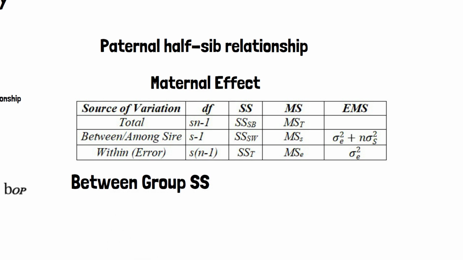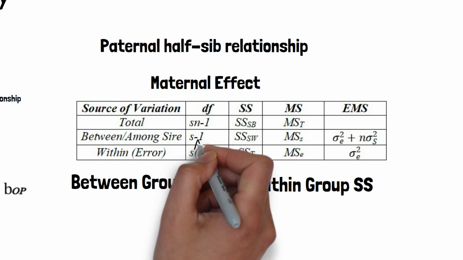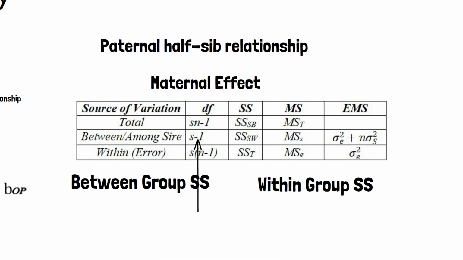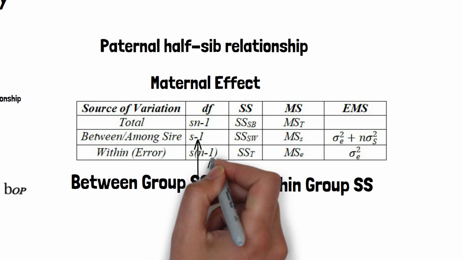Remember, in ANOVA, it compares the between group sum of squares to the within group sum of squares. Similarly here in estimation of heritability, it's the same. So the between group sum of squares among sires, that is between sires. From the table, the degree of freedom for between sires is s minus 1.